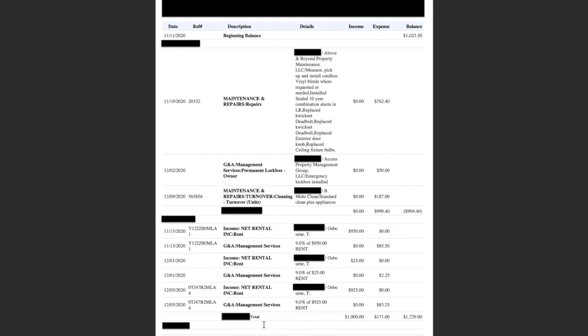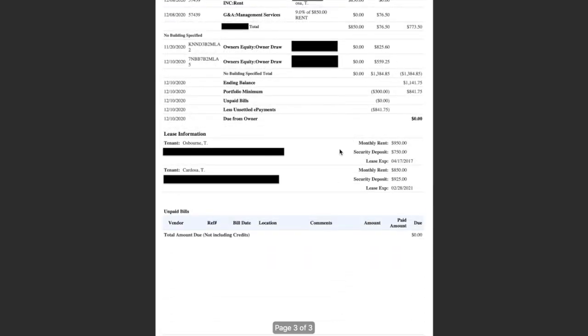Down at the bottom, we've got a total for this building, total rent collected, total expenses, and then a net effect on cash, positive $1,729. So each building will have its own set of detail. It will have its own summary based on the activity for that building. And then at the next page, where we get down towards the end of the statement, there's one more building, one more rent payment, one more management fee, and again, a summary for this other building.